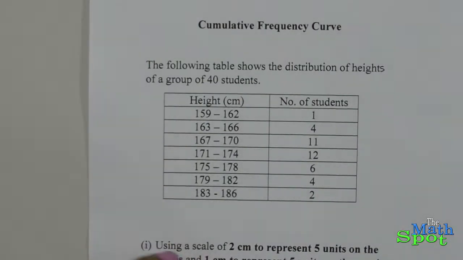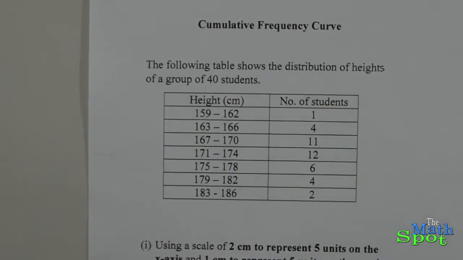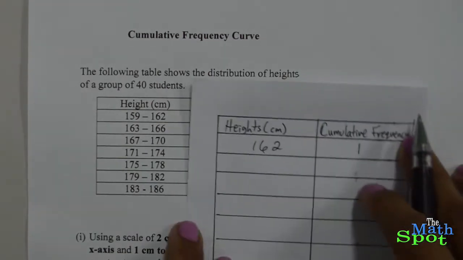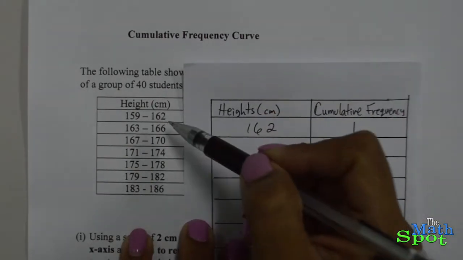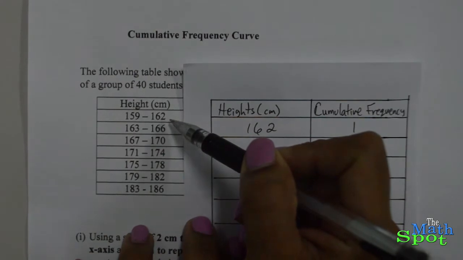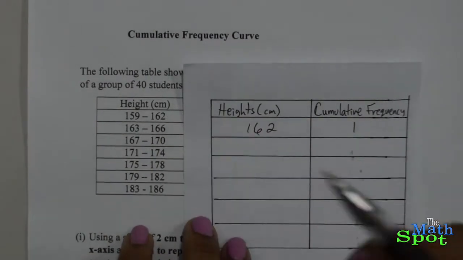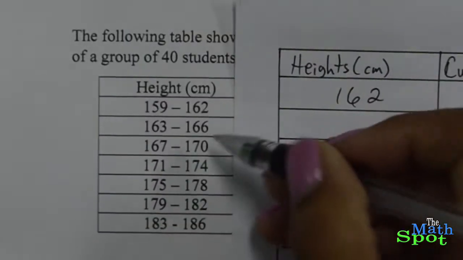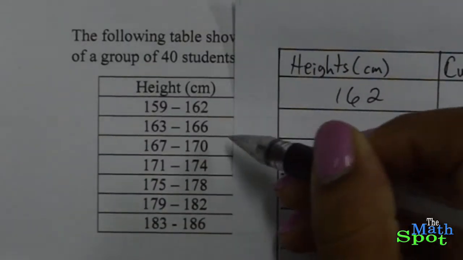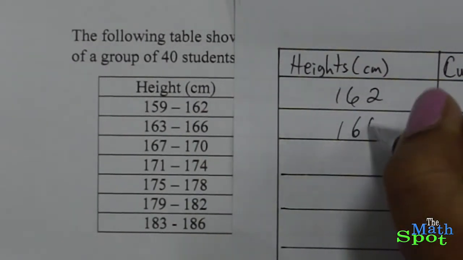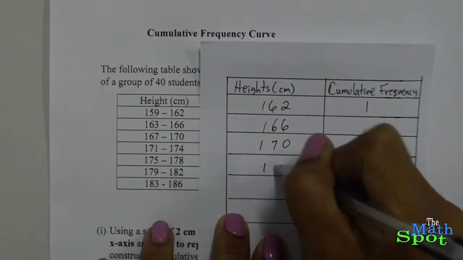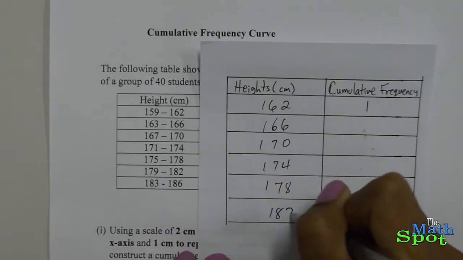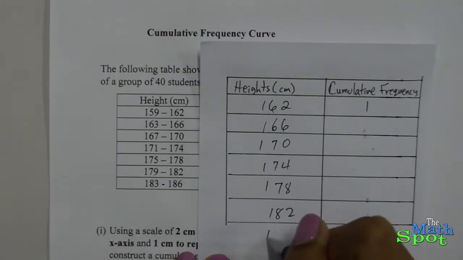Before drawing the curve, we need to consider two things. One, to draw our curve, we're going to be using our upper limits. For the first column, in the first class, our first interval, 159 to 162, our upper limit is 162. And we repeat that for the other intervals. So we have 166, 170, 174, 178, 182, and 186.